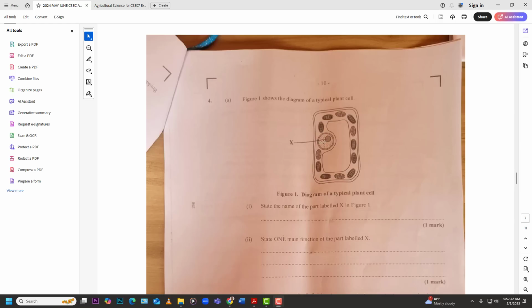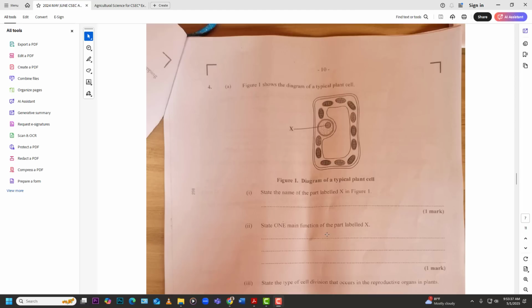This whole thing is the nucleus, but they are pointing to a part within the nucleus. So that part is the nucleolus, right? Not the nucleus, the nucleolus. And so that's the part inside of the nucleus. And one main function is to, of course, make and produce RNA, right? The nucleus is part of cell division to help the plant reproduce. So there's DNA, there's RNA, and so this part is involved in RNA creation.